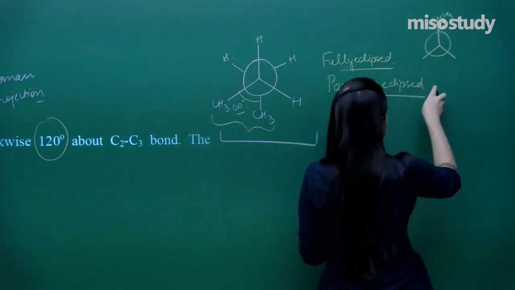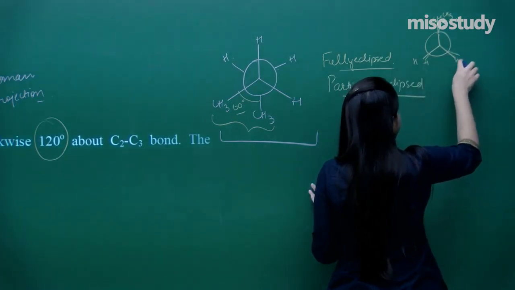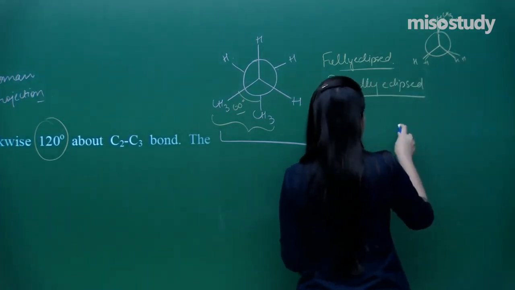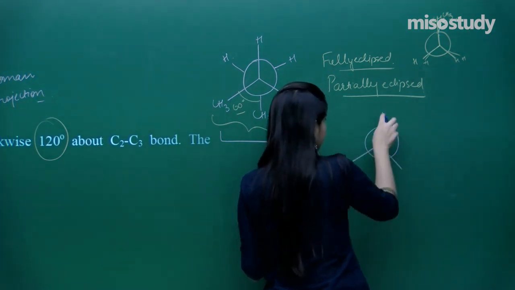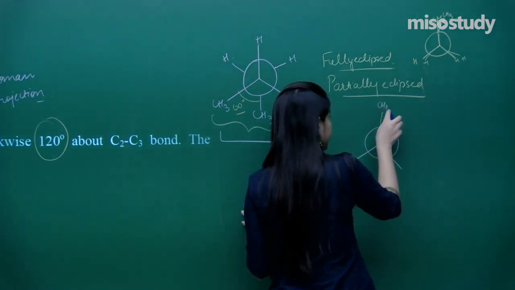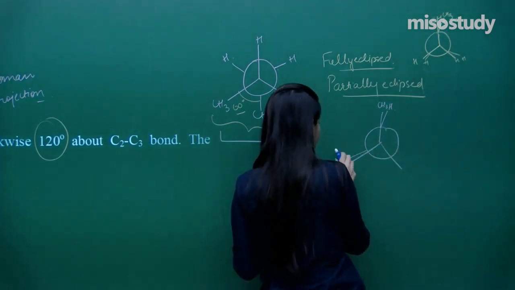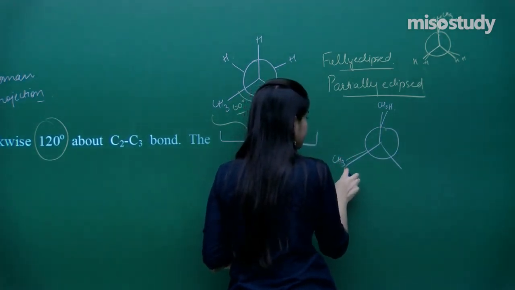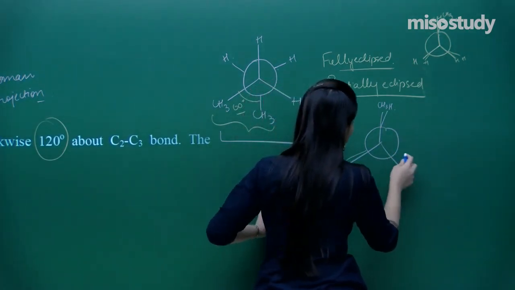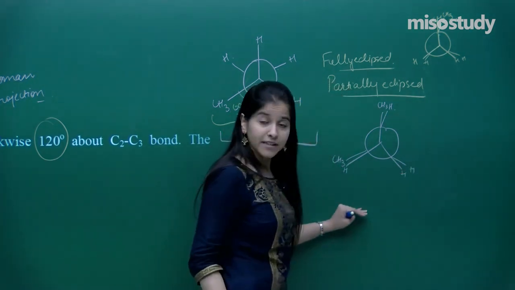If I talk about the partially eclipsed, what is it? Partially is something like this. If I have got CH3 over here and the parallel one is this, that is how the partially eclipsed is. And the two hydrogens. So that is what it is.